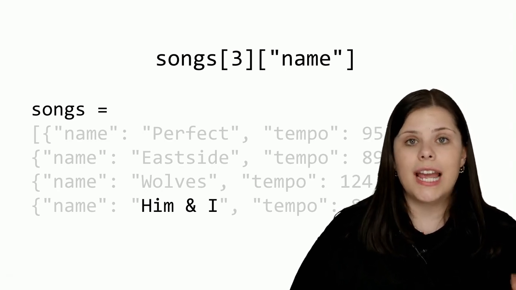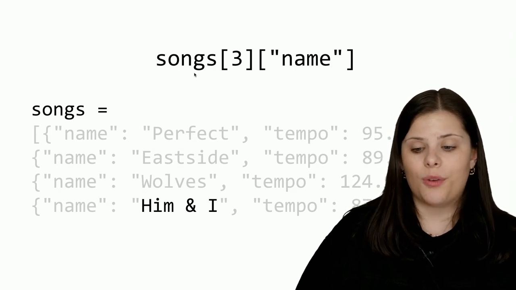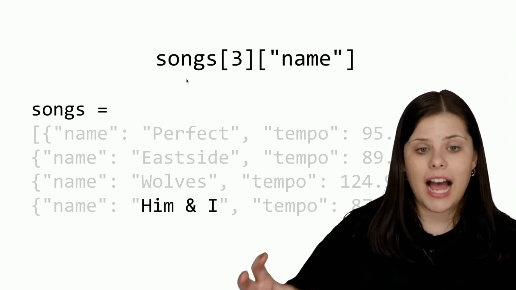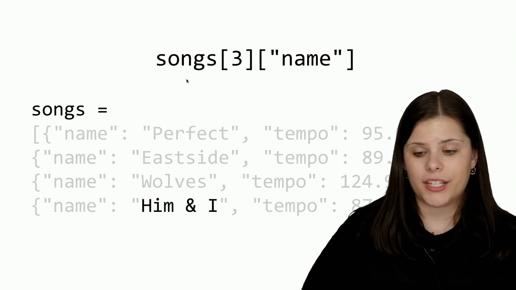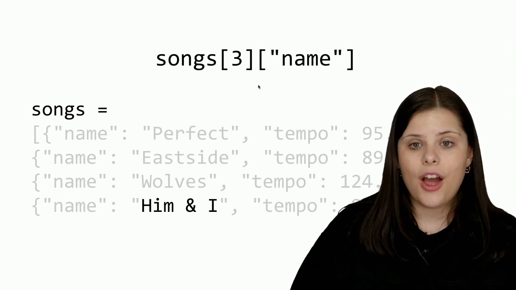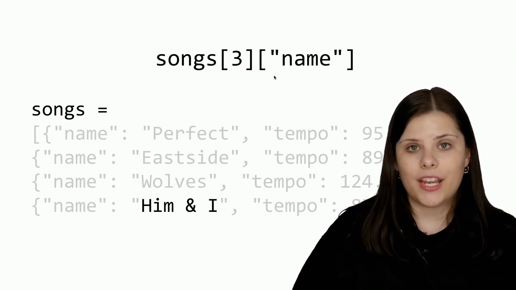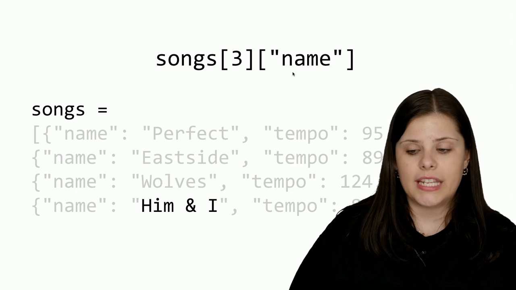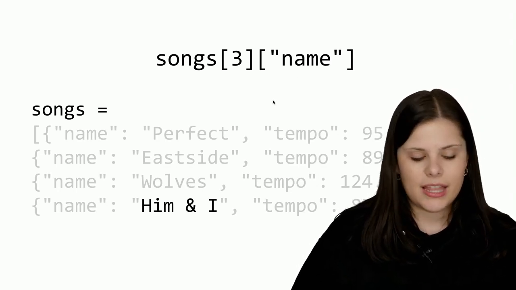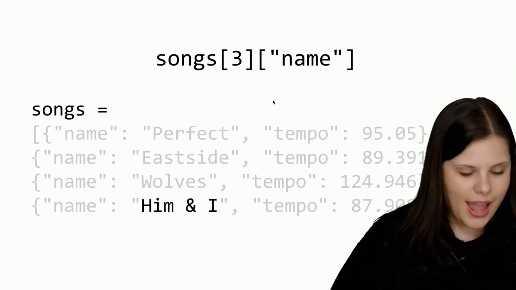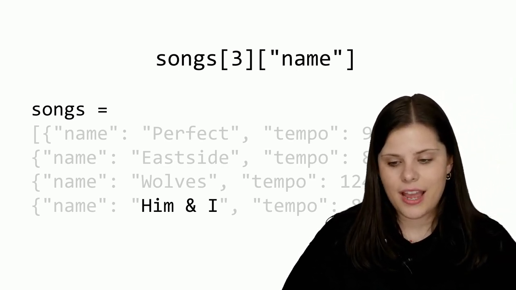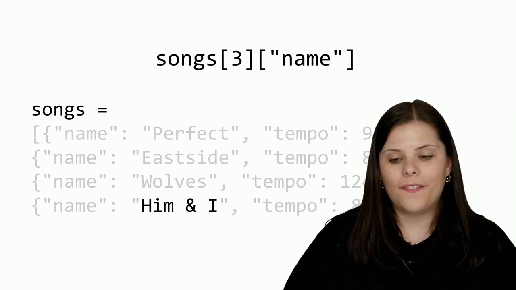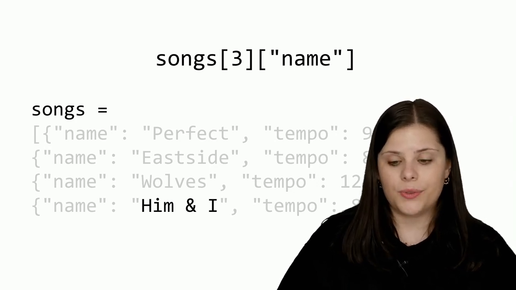So going step by step in the order in which we set up this data structure, recall that songs is a list. So that's why we start by indexing into the list first, grabbing that entire dictionary that is stored in index 3, and after that, we're stepping into the specific key-value pair and grabbing the value that is associated with key name, in this case, Him and I. Okay? We will get more practice with this in just a second, but it's a very powerful combination of two data structures.